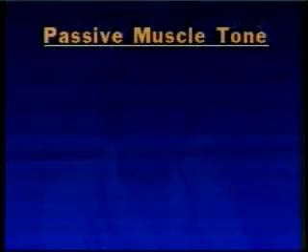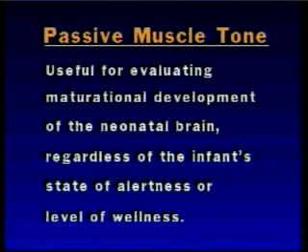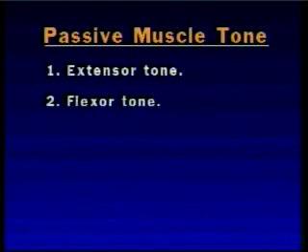Hence, active muscle tone is not consistently useful in evaluating baseline neuromuscular maturity. Passive tone is useful for evaluating maturational development of the neonatal brain, regardless of the infant's state of alertness or level of wellness. Passive tone may be further subdivided into extensor and flexor tone.